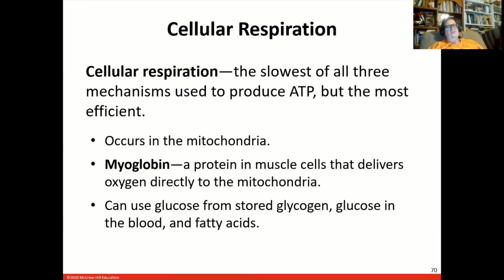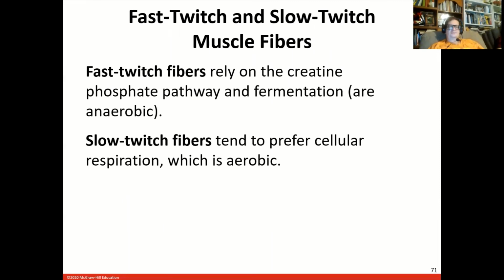You could also use fatty acids. That's a more elaborate pathway. But what you're basically going to be doing is breaking the fatty acids down and using them as intermediates partway through the pathway that would be used for sugar. All right, let's move on.